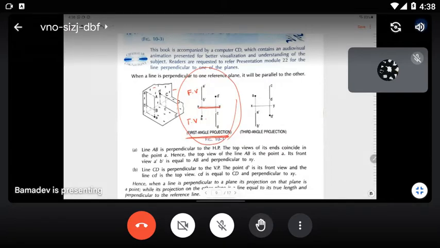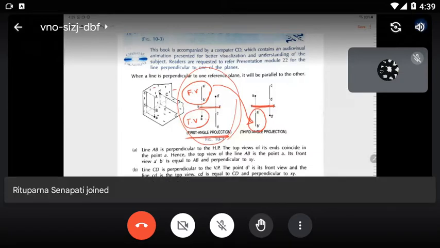right? So when you change the angle of projection, that means you will shift the straight line to the third quadrant. What you will see, the projections will remain same, only their relative position with respect to x, y will alter, right? So the front view here is coming below xy, and the top view here is coming above xy.